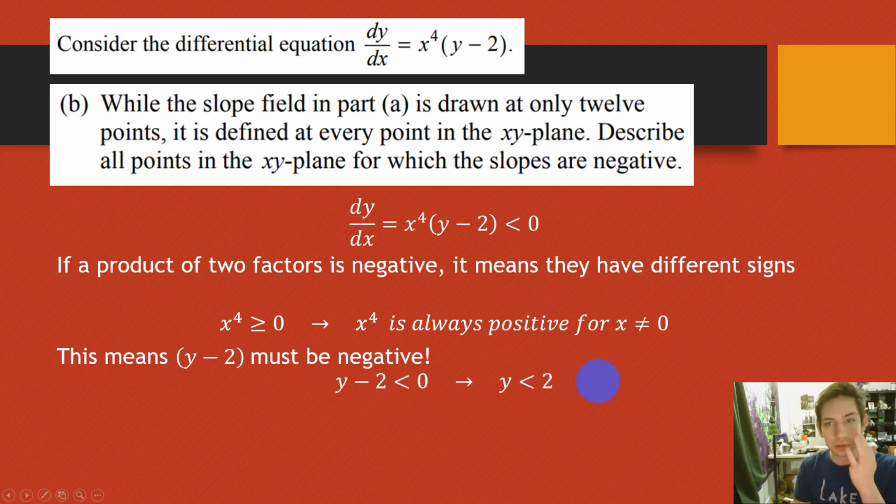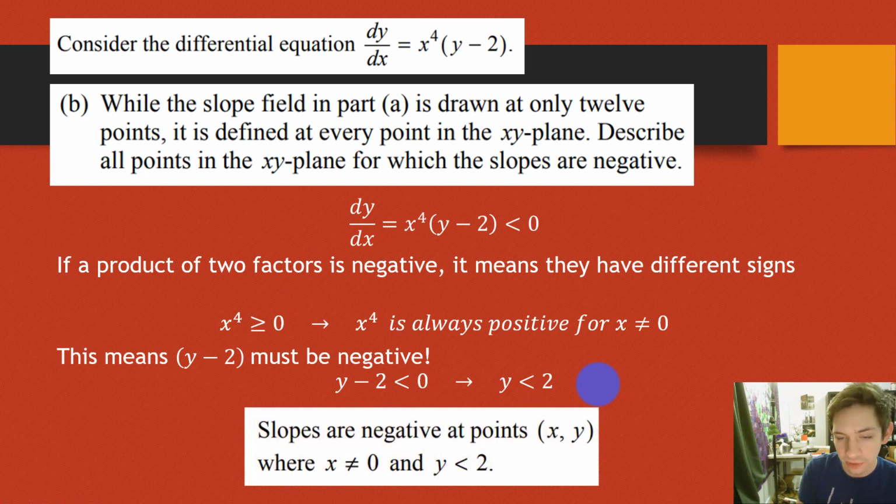we can solve and get y is less than 2. So to describe all points in the xy plane for which the slopes are negative, we could say slopes are negative at points (x, y), where x is not equal to 0, it could be anything else, and y is less than 2. And that's it, but we only get 1 point for that question.